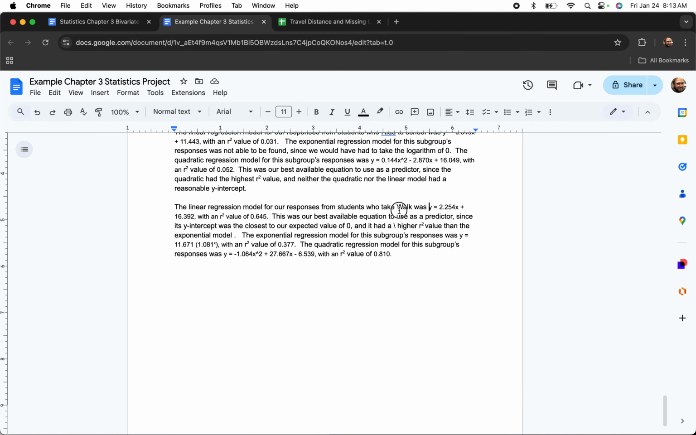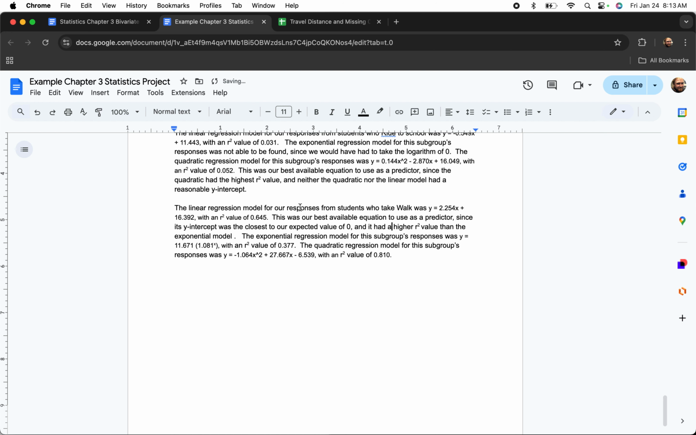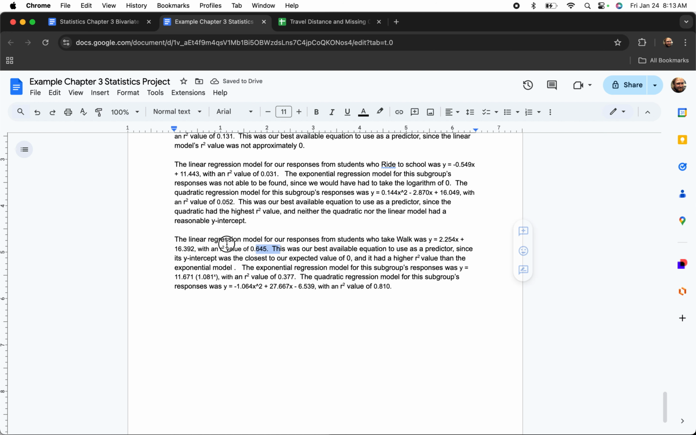So the linear model was, let's pretend I copied and pasted. I could paste here. Let's pretend that I left a spot. People who walk was Command V. I can paste right there from my spreadsheet. And most of the verbiage is the same. I just changed the position about which equation was best, depending on what was best. So again, the linear was best for the students who walk. The exponential was the best for students who ride in a car.